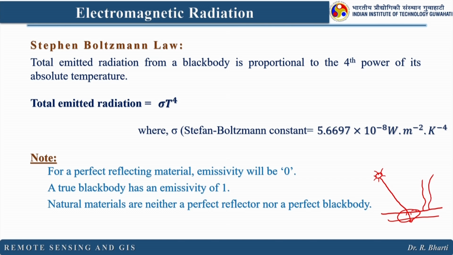The next point is, natural materials are neither a perfect reflector nor a perfect black body, because in nature a perfect reflecting material and a true black body are theoretical concepts. We don't have anything on our surface or on any other planets known so far; all are grey bodies. So they can reflect some amount of light and they can also absorb some amount of energy, right?